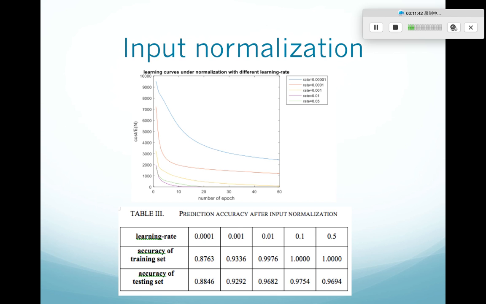Now, after normalizing the inputs, rate 0.1 shows me a faster and stable learning curve with a good performance on prediction, which is 100% accuracy on the training set and 97.54% accuracy on the testing set.